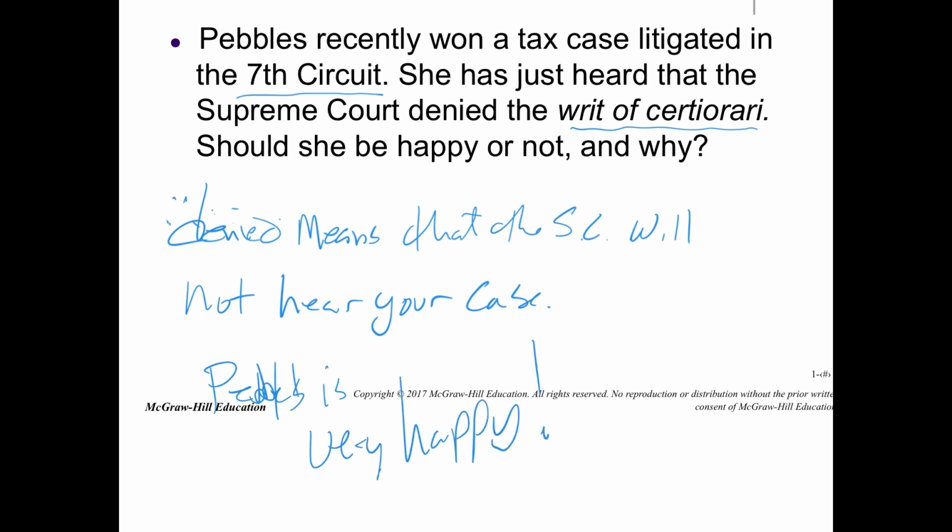If the Supreme Court had issued a writ of certiorari, it doesn't mean the Supreme Court agrees with her or the IRS. It just means the Supreme Court thinks it's a big enough case that they will hear it. All right. So then she'd have to go through another court case.